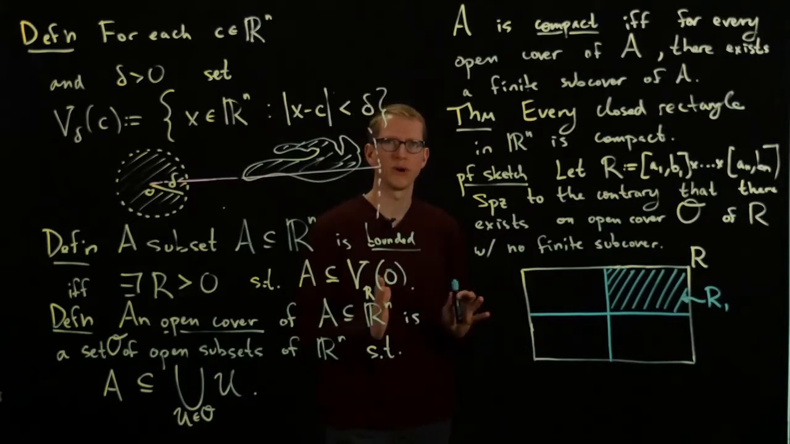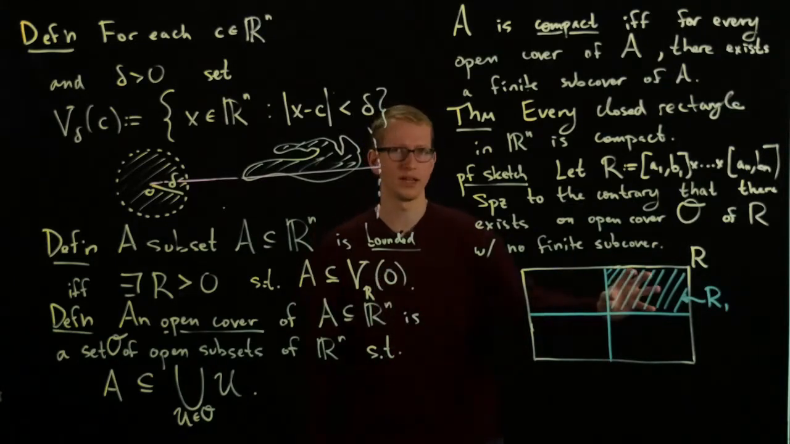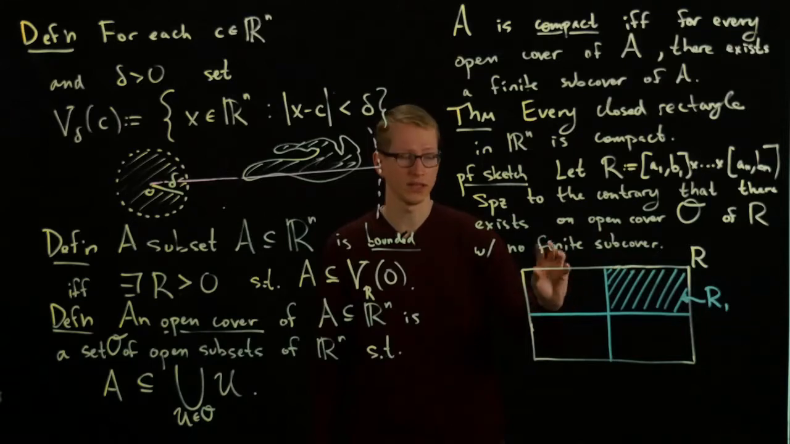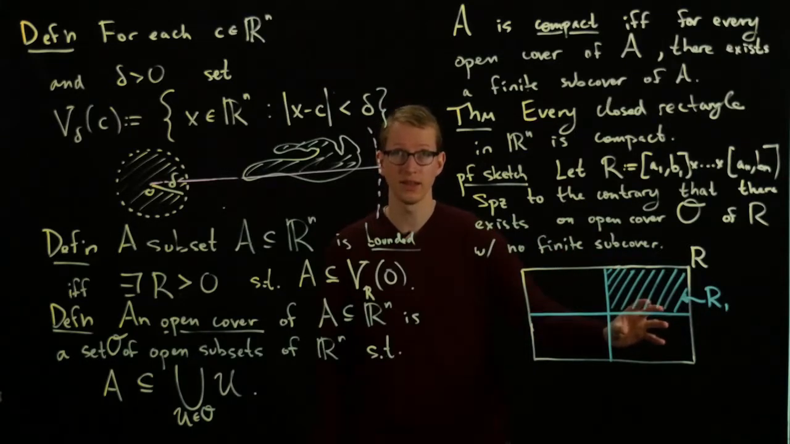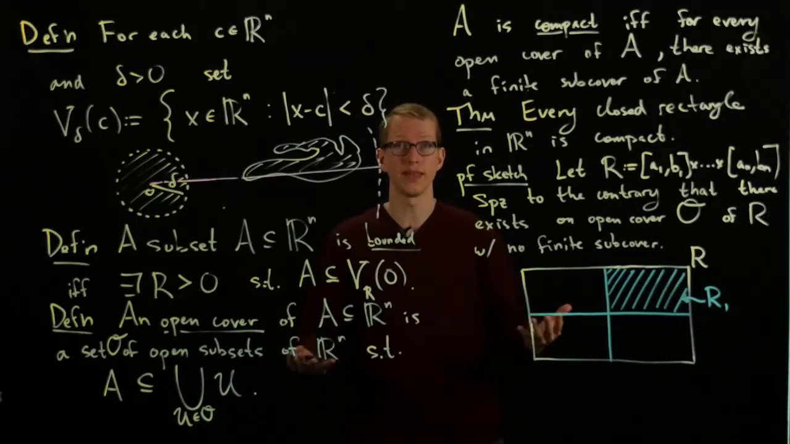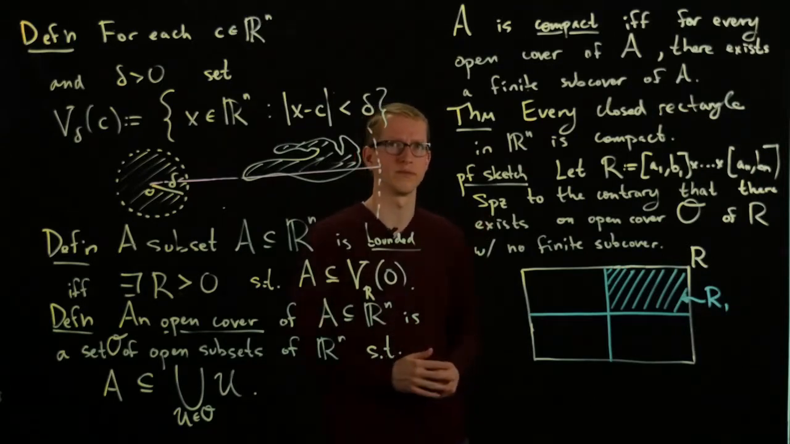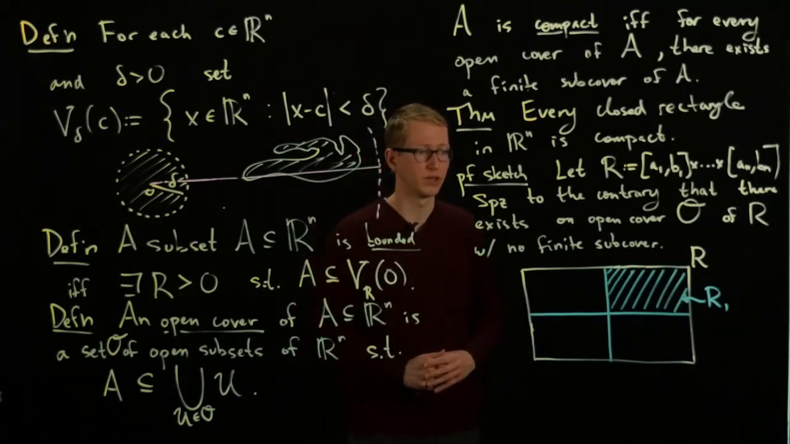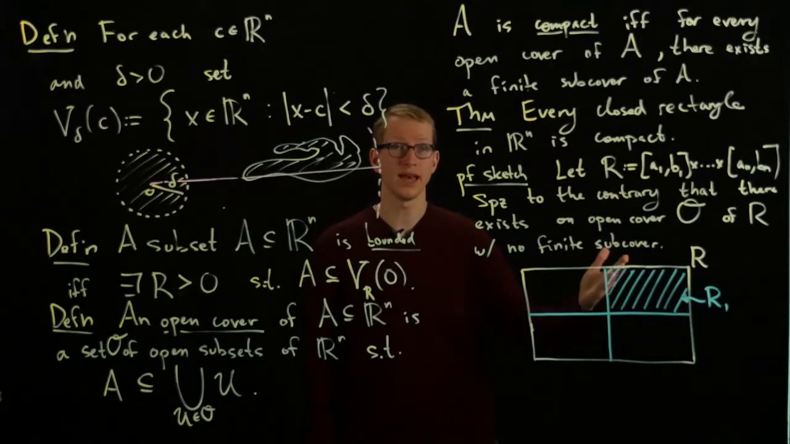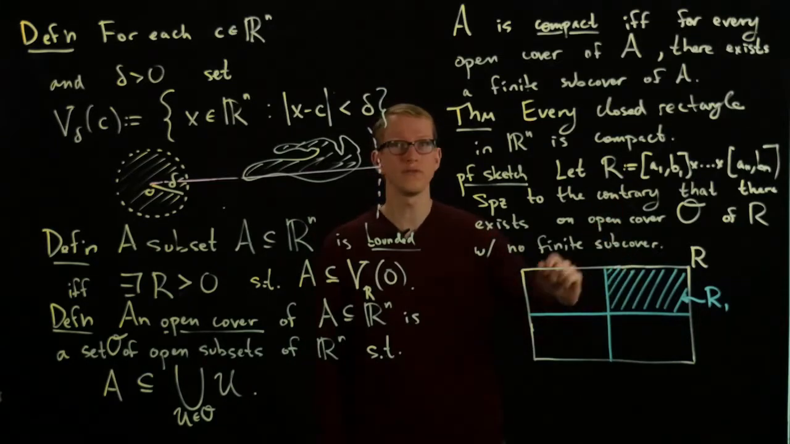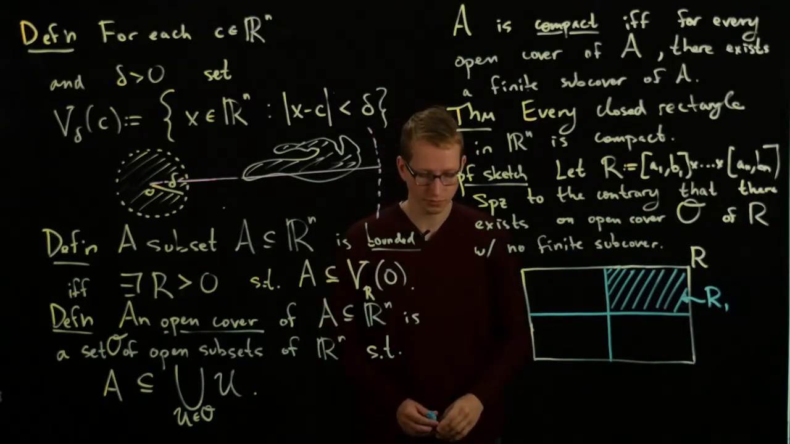And think about logically why that should be true. If we could find a finite subcover of this, and a finite subcover of this, and this, and this, then that would be four finite subcovers. Take the union of all of those, that's still finite, and therefore we would have a finite cover of the entire rectangle, which is opposite to what we're supposing in the first place. So there must exist at least one such subrectangle for which no finite subcover exists.